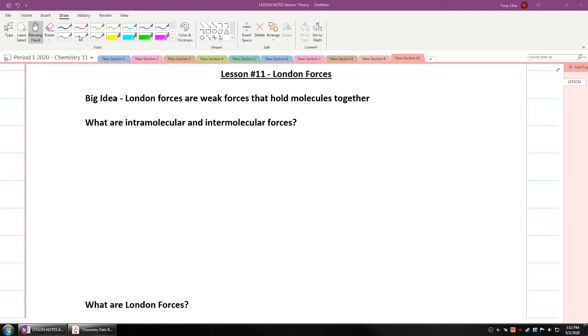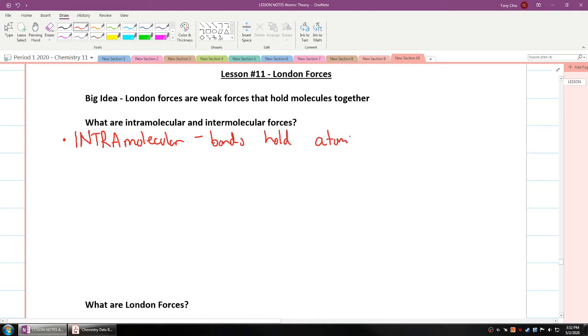So there's two types of forces we're going to discuss here. We're going to discuss intramolecular forces and intermolecular forces. I'm going to write it in all capitals, it's easier to distinguish. Intramolecular forces are bonds that hold atoms together. And this could be your ionic or covalent. And because of this, these are strong. They're strong forces.